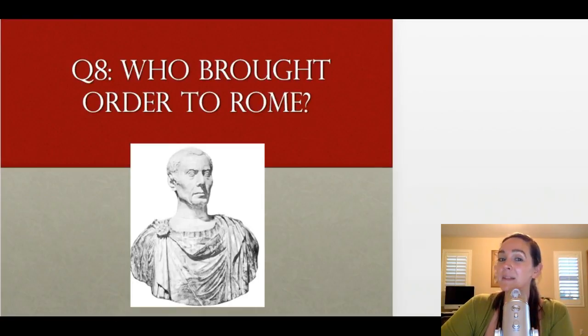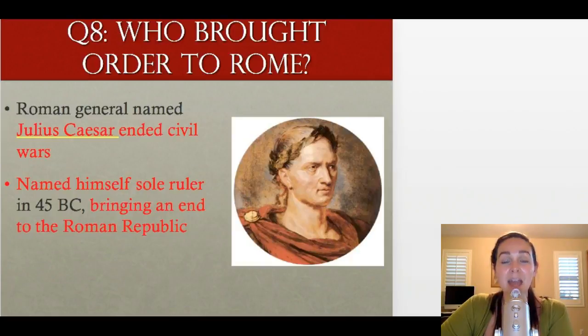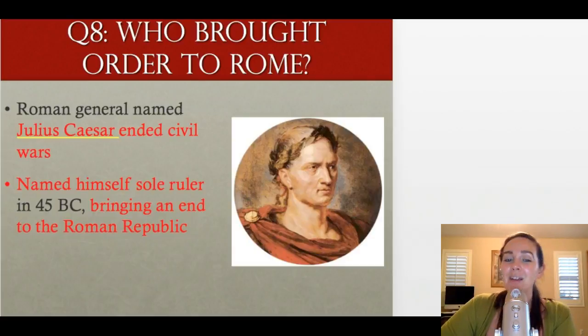Eventually, somebody comes along who's able to save the day and stop the civil war fighting, and that person is Julius Caesar. Julius Caesar comes in with his military troops and one piece at a time brings peace back to Rome. Okay? He decides that, you know what? He's doing such a good job. He's going to declare himself sole ruler of the Roman Empire. This brings about an end to the Roman Republic because now he's the one that's going to be large and in charge.